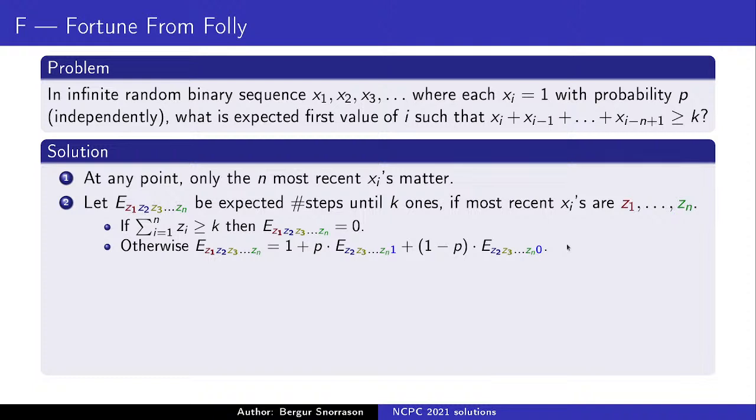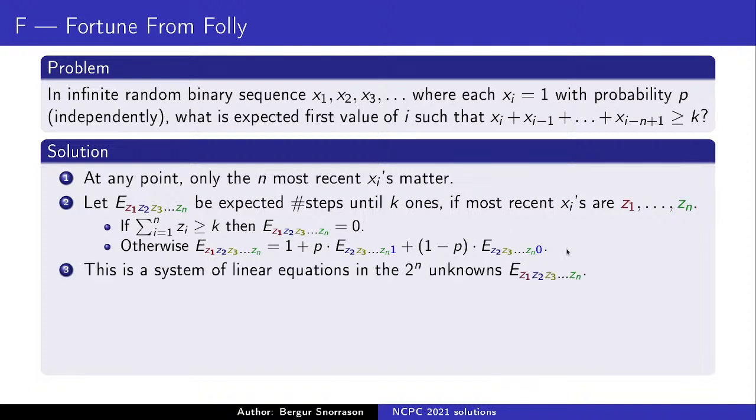Alright, so this thing is just a bunch of linear equations in these 2 to the n many unknowns, e of z1 up to zn. So it's a system of linear equations in 2 to the n unknowns, and n here was something like 6, so this is 64 unknowns in the worst case. And so we can solve this problem using Gaussian elimination, and then the answer that we're looking for is e of 0, 0, 0, 0. Because we can think of the sequence as extending backwards in time, and when you start, you just have a bunch of zeros.